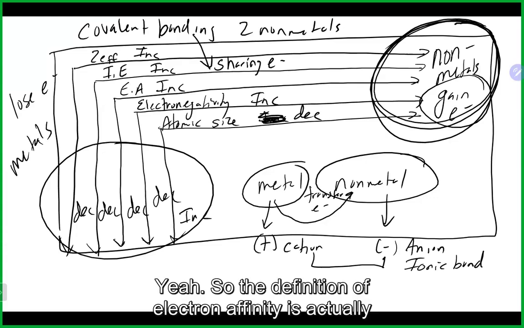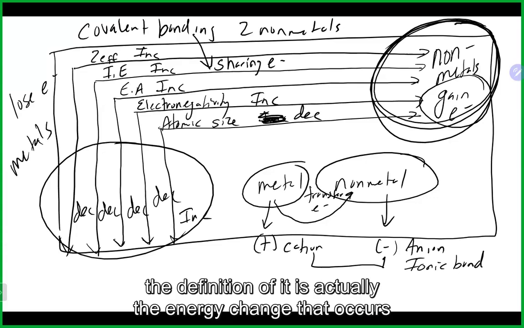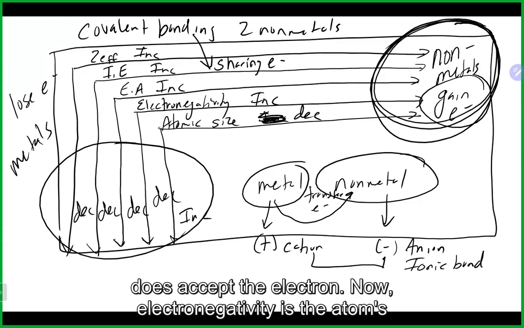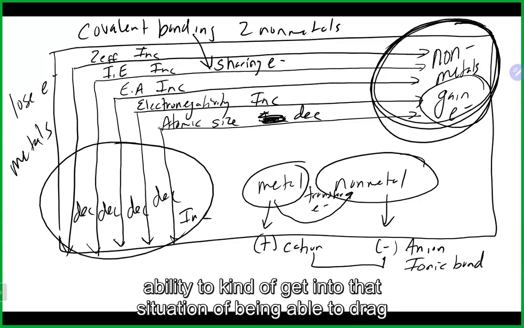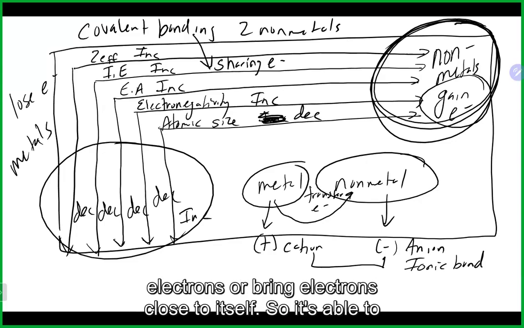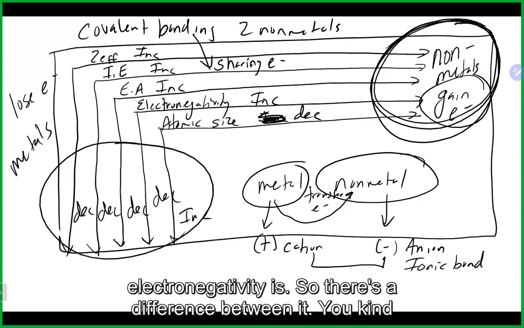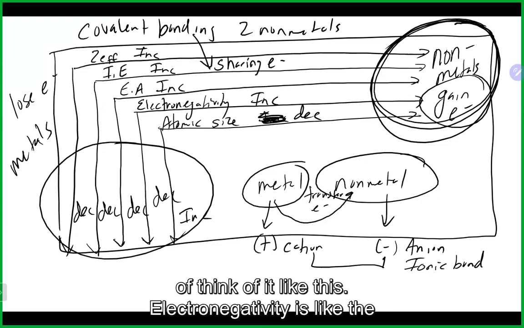Yeah, so the definition of electron affinity is the energy change that occurs when an atom actually does accept the electron. Now, electronegativity is the atom's ability to get into that situation of being able to drag electrons or bring electrons close to itself, so it's able to gain them, if you will. And that's what electronegativity is. So there's a difference between them. You can kind of think of it like this.